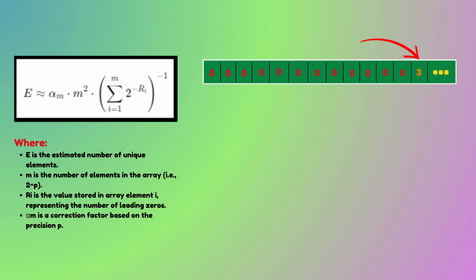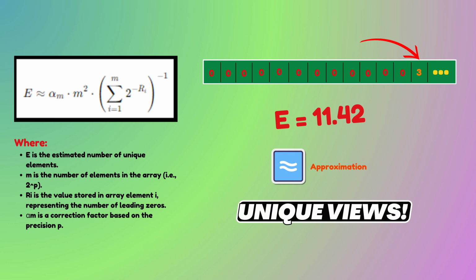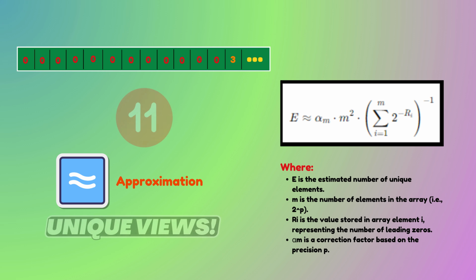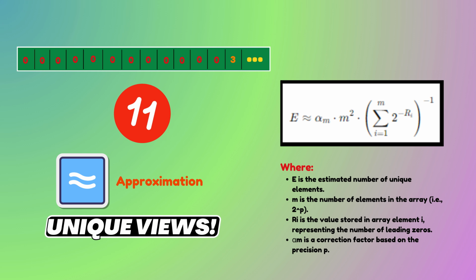If we assume that element 12 holds the value 3 after the updates and that all other array elements still have the value 0, since only element 12 has been updated, applying the formula we get E equals 11.42. Thus, based on the example, HyperLogLog would estimate around 11 unique elements encountered so far.